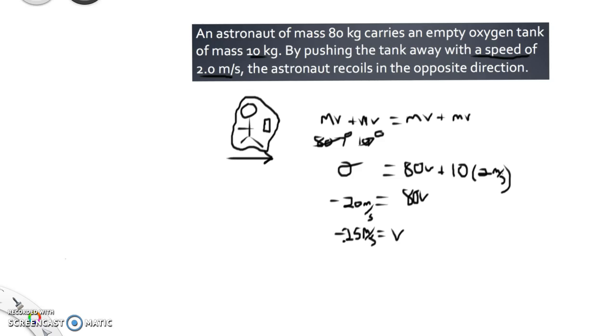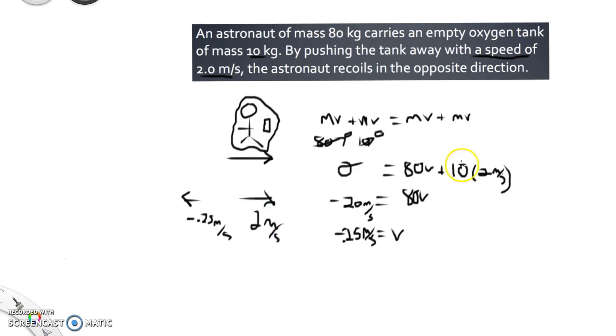All right, so we do our calculations, we do some algebra, and we end up with the velocity of the astronaut being negative 0.25 meters per second. So we have this tank going this way at 2 meters per second, and we have the astronaut going this way at negative 0.25 meters per second.